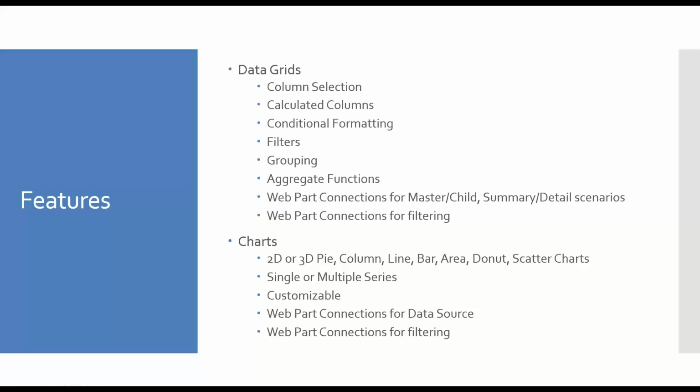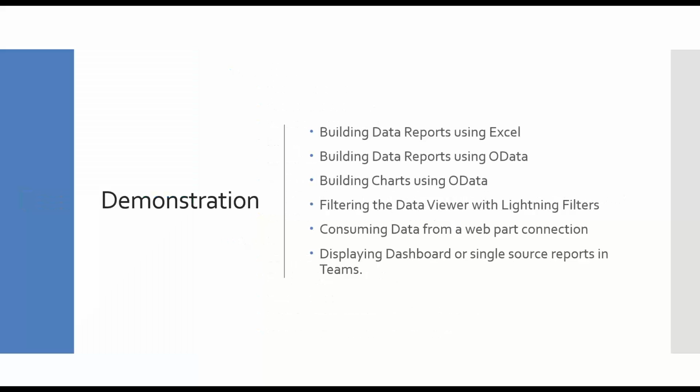So we can build 2D or 3D charts. You can have all sorts of different styles of charts, so column and line charts and bar charts and area charts, etc. So we'll have a good look at some of those, and they can be single series or multiple series charts, and you can customize every single part of them. So every color, every line thickness, you name it, you can go through and apply those properties very easily using the data viewer. And even if you're in chart mode, you can also consume connections for your data source or also for filtering as well, which we'll see.